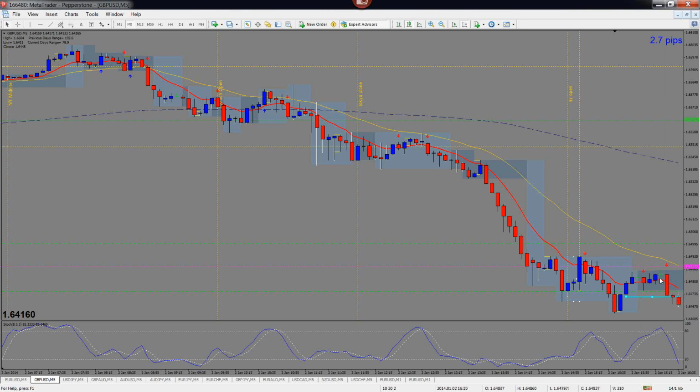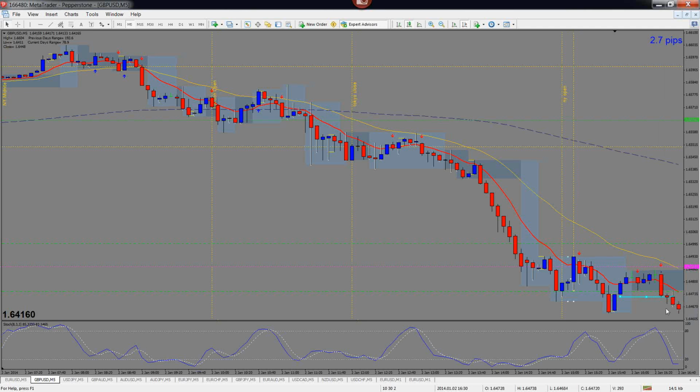1, 2, 3, 4, 5. Yeah, we did create that swing. So our stop loss is 15. And our take profit is 5. And we're in and out of that trade.